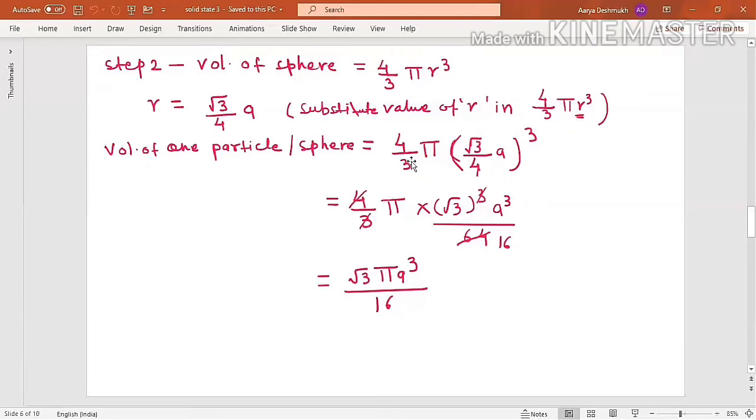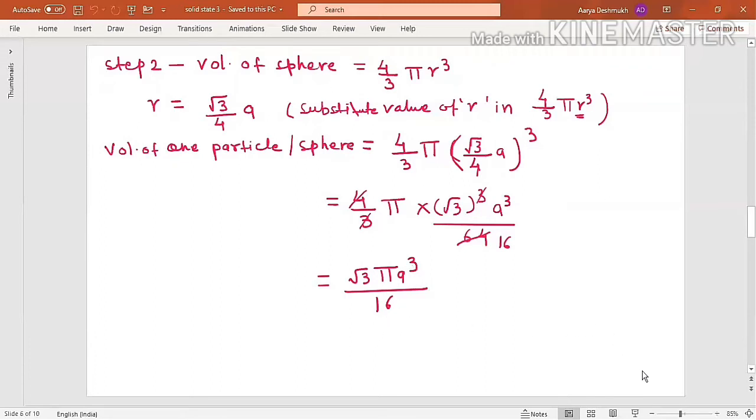So I substituted here 4 by 3 pi, R is nothing but square root of 3 upon 4 into A, and this whole cube. Now when you further simplify this, 4 by 3 pi into square root of 3, the whole cube, into A cube, and cube of 4 will be equal to 64, 4 into 4 into 4. So it becomes equal to 64. Now further simplify it. 4 ones are 4 and 4 16s are 64. And you can cancel out this 3 and this 3 also. So you are left with square root of 3 into pi A cube upon 16.